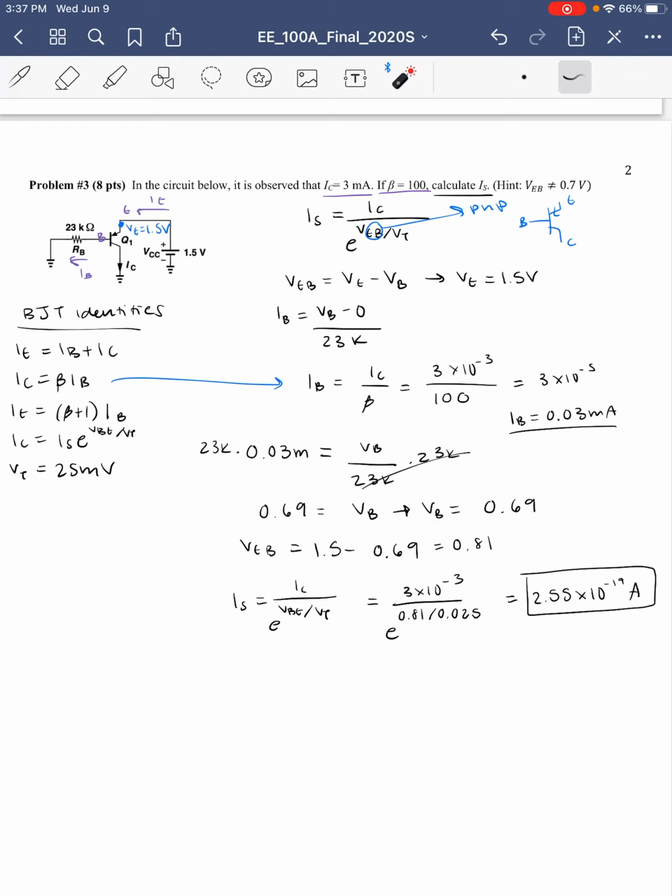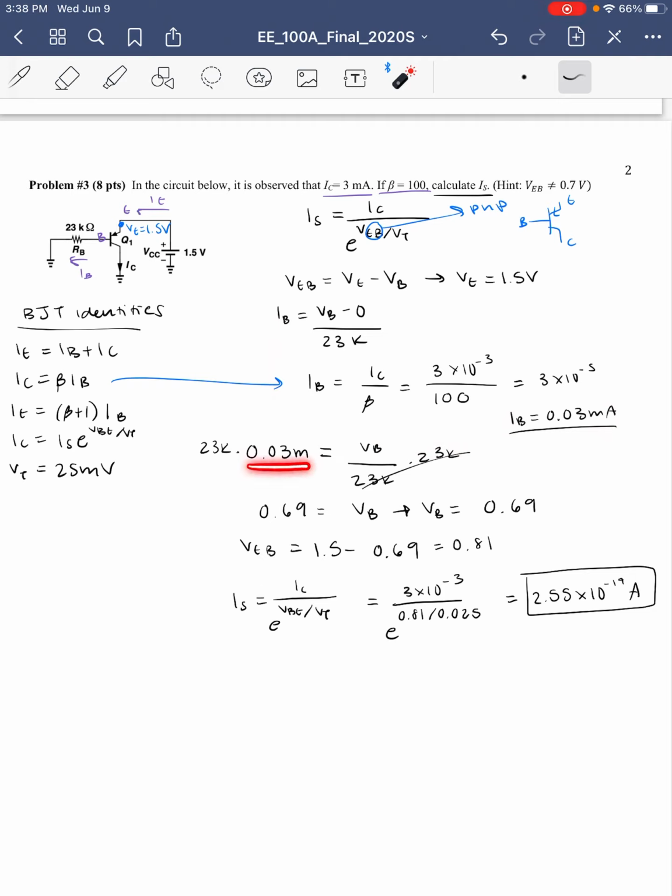So from Kirchhoff's laws, we know that IB is going to be equal to VB minus 0 divided by 23 kiloohms, but we don't know what IB is. However, we have this BJT identity, and since we know what IC is, we can use this and rearrange it to find what IB is. So IB is going to be equal to the collector current divided by beta, so it's going to be 3 times 10 to the negative 3 divided by 100, and we're going to get that IB is equal to 0.03 milliamps. And so then we can plug this into this equation.